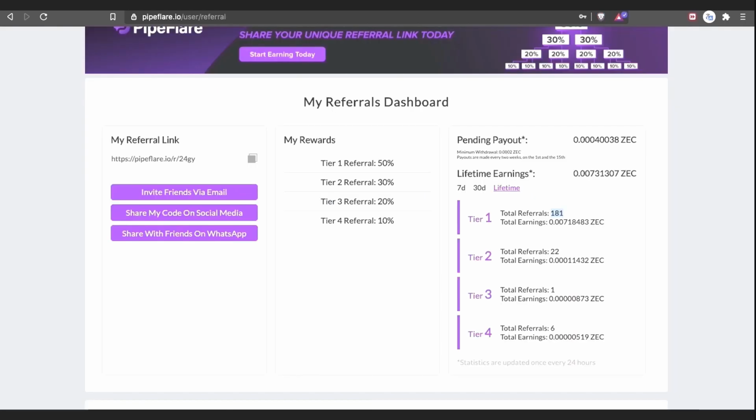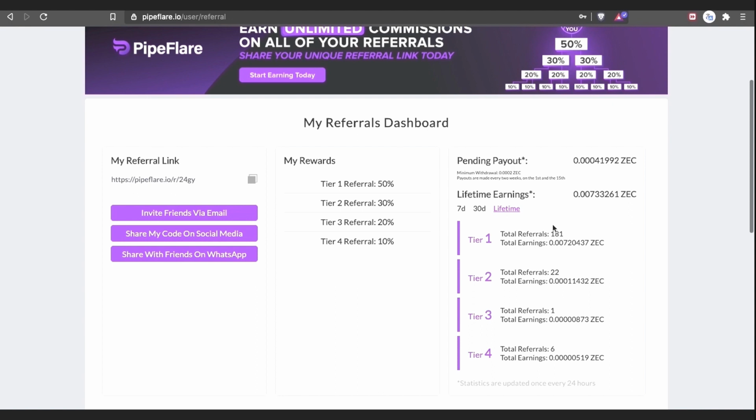But from experience, I consider the ads on the site to be very effective. I ran an ad to promote my referral page on Pipeflare, and here's the results. I got over 180 referrals in just less than a week. Enough are active to provide me with a nice passive income of Zcash.